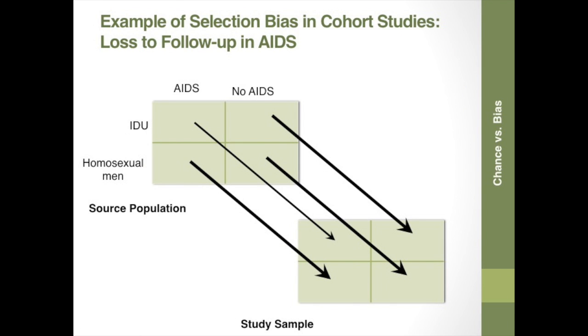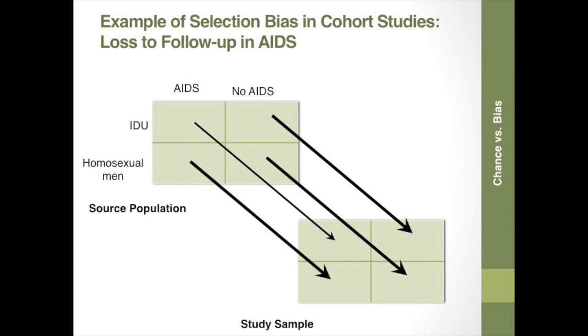Losses to follow up are a serious problem in AIDS studies. Consider a cohort study looking at the progression to AIDS between injection drug users and homosexual men. In a cohort study like this, all the ingredients are ready for selection bias. Getting sick is a reason for being lost to follow up. You just don't feel well enough to come back for study visits. Therefore, people who are lost to follow up have a different AIDS incidence than those that remain in the study. This is called informative censoring.